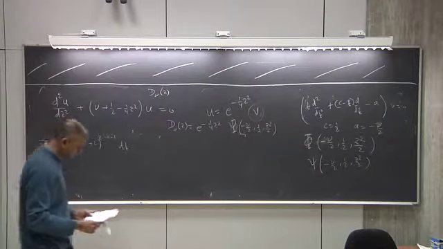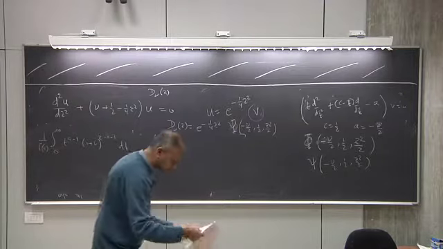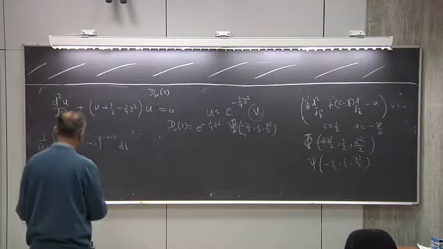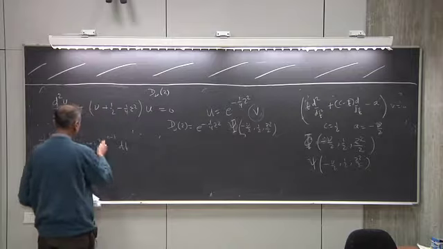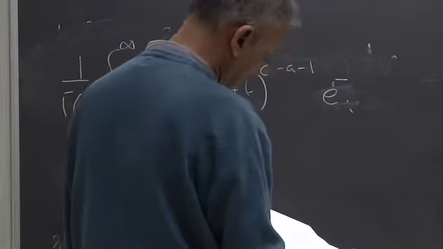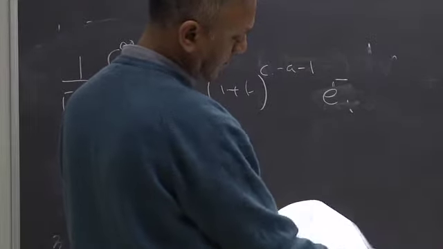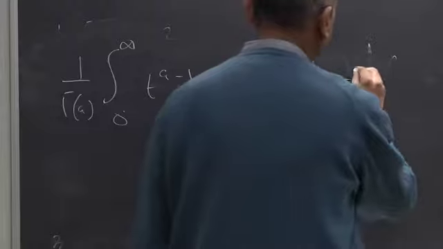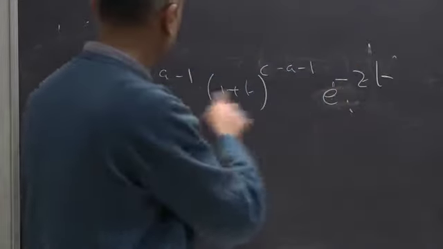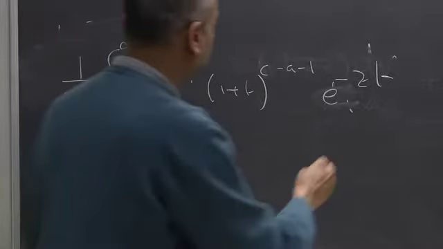Times the exponent, the Laplace kernel: (1 plus t) to the c minus a minus 1 and e to the minus zt. Before it was plus zt, but I have to change the variable t to minus t to make it e to the minus zt. So that's the integral.